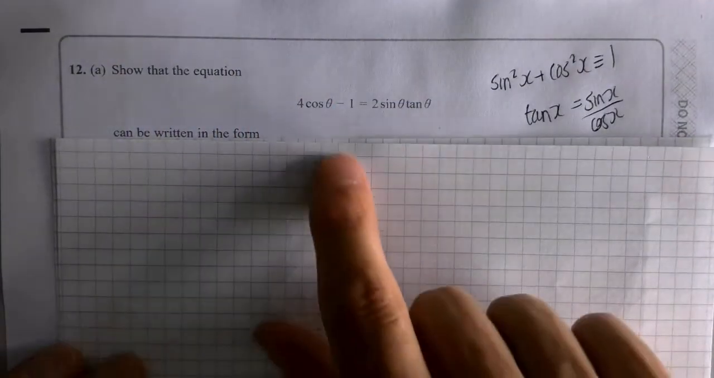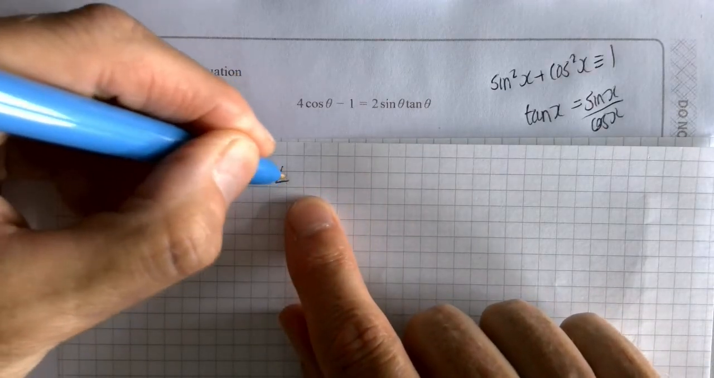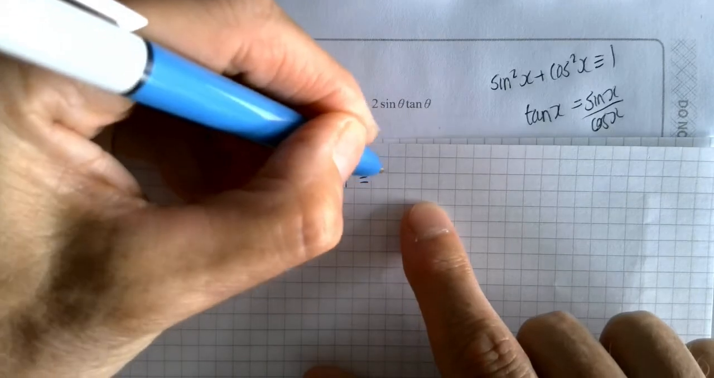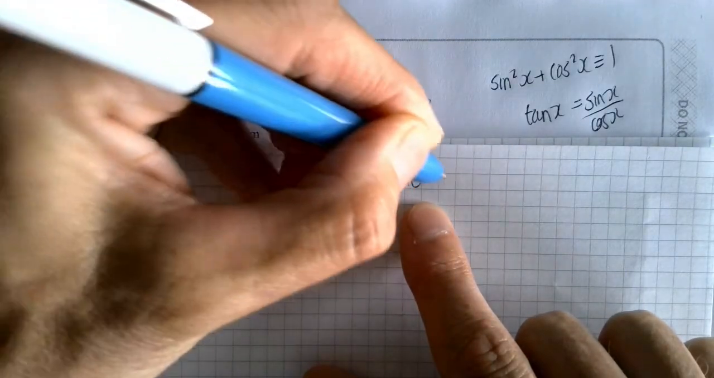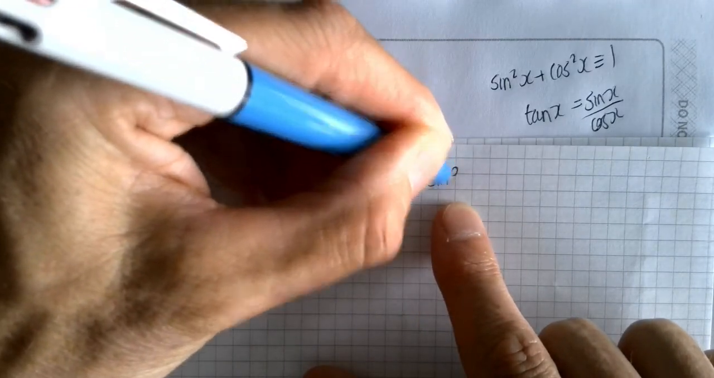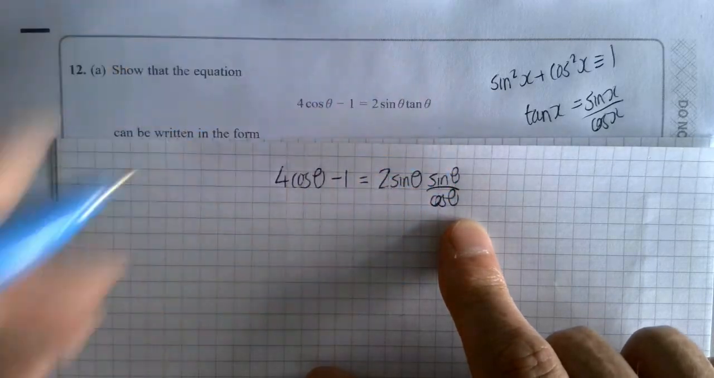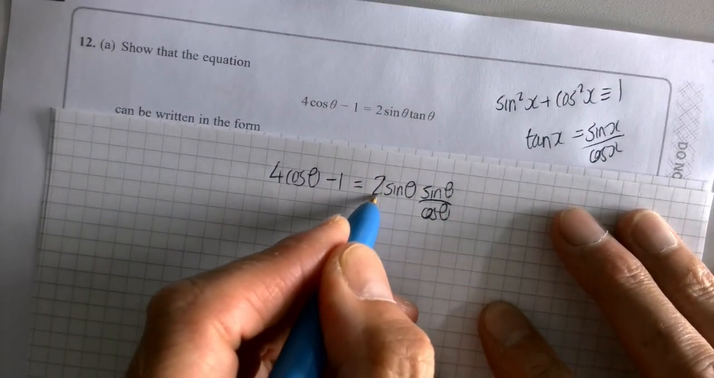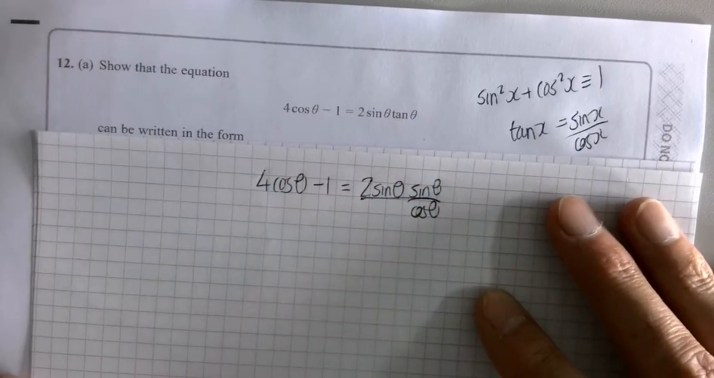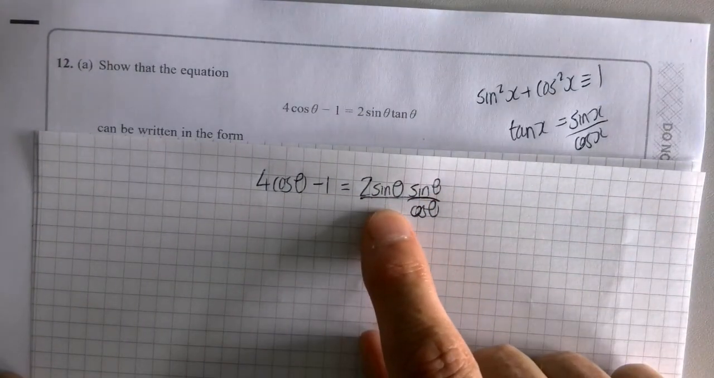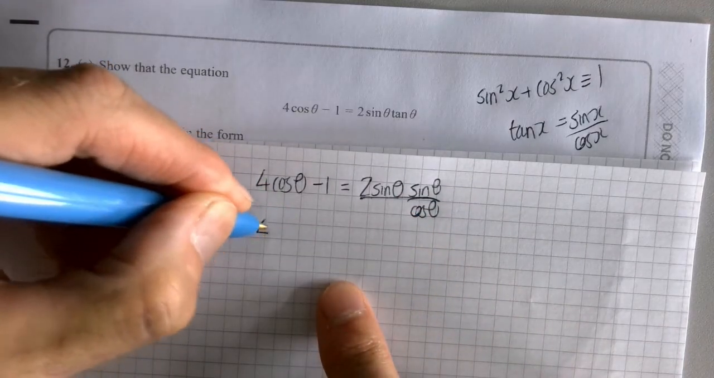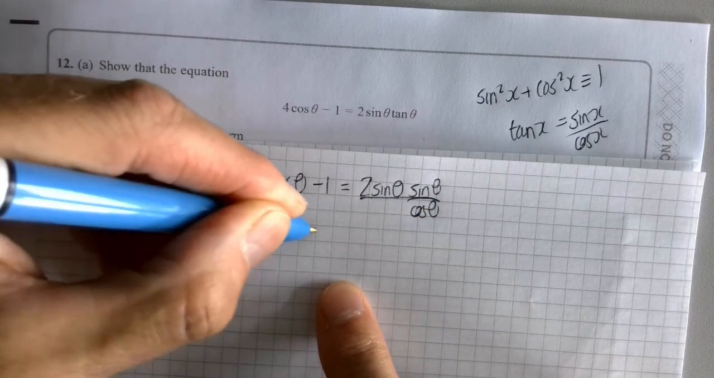So I'm going to rewrite it. 4 cos theta minus 1 equals 2 sine theta times sine theta over cos theta. And if you're not confident with this, be reassured, you can just say, right, so that's one big fraction. Because that's 2 sine theta over 1 times sine theta over cos theta. Sine theta times sine theta we can write as sine squared theta.